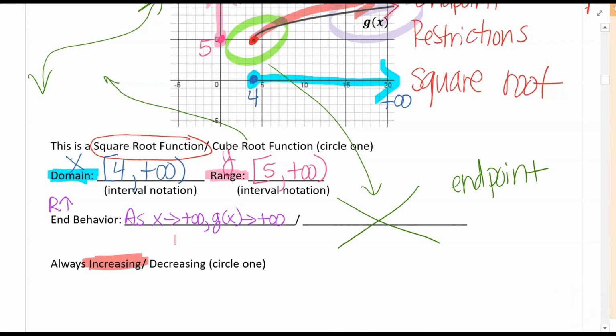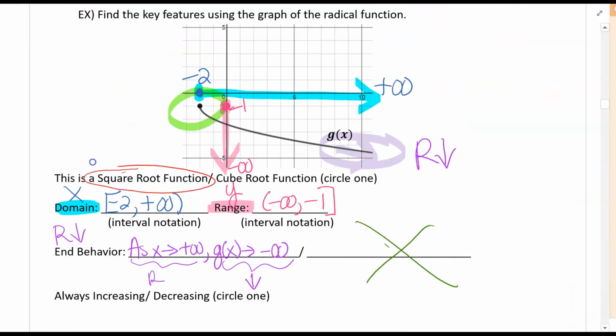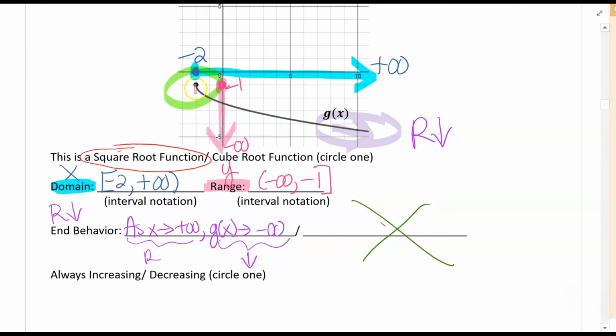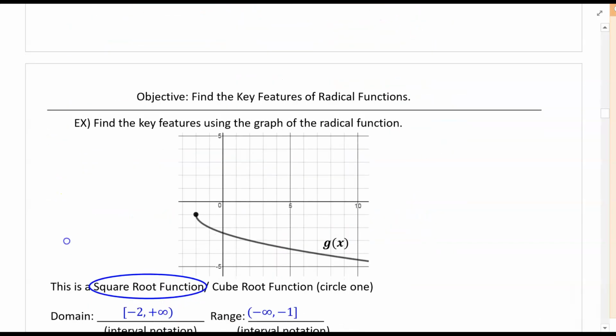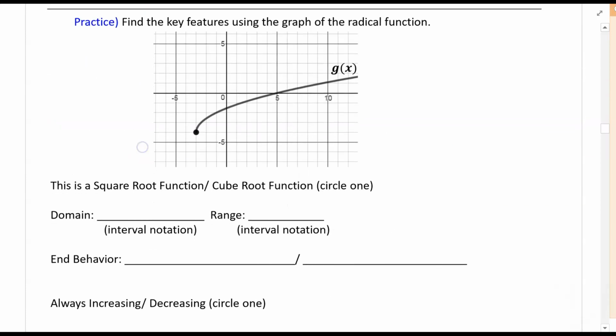The second example, from left to right, start at the left side, go to the right. Which direction is it going? It's downward, so it's decreasing. I'm so sorry. Yes, I skipped it on the last one. I forgot about it. So the increasing, decreasing, you're looking at from left to right, what direction it's going. All right, I think the next one's a practice.